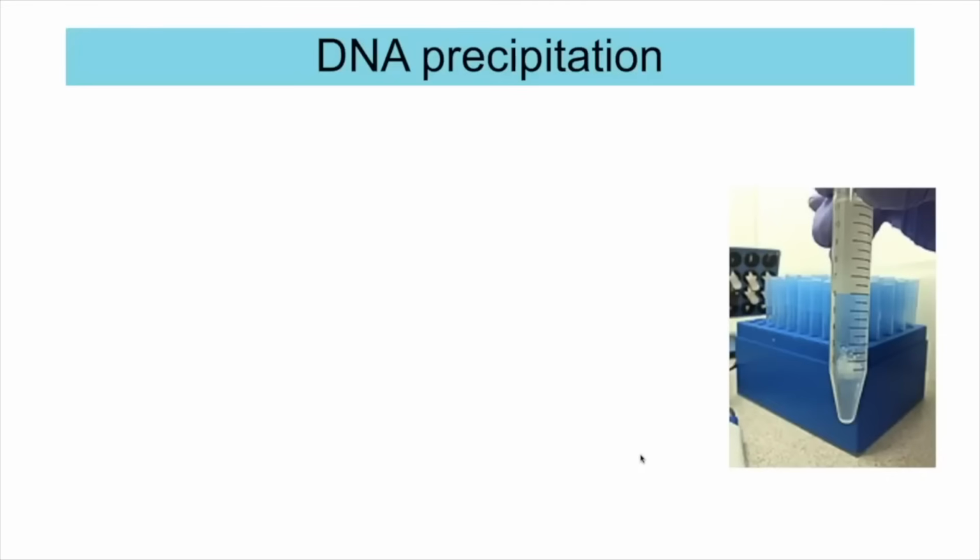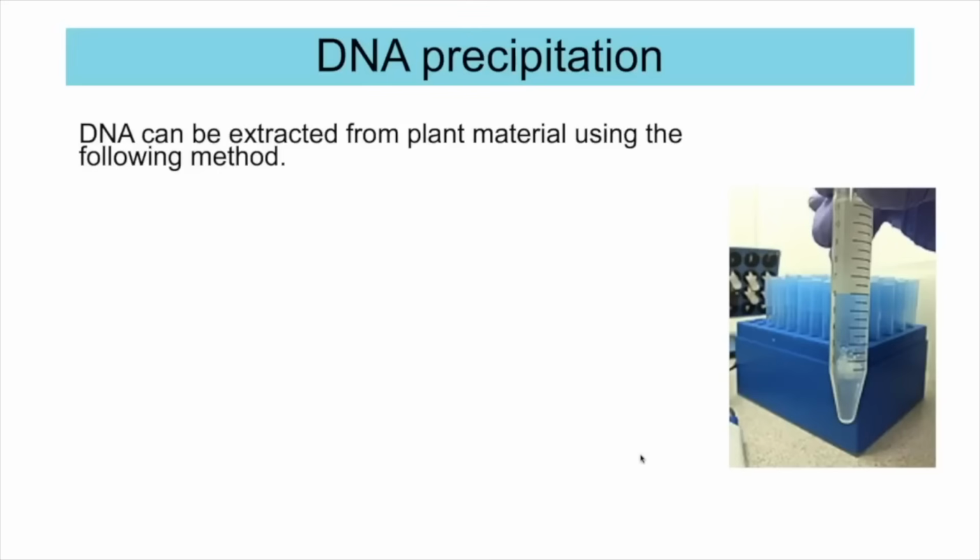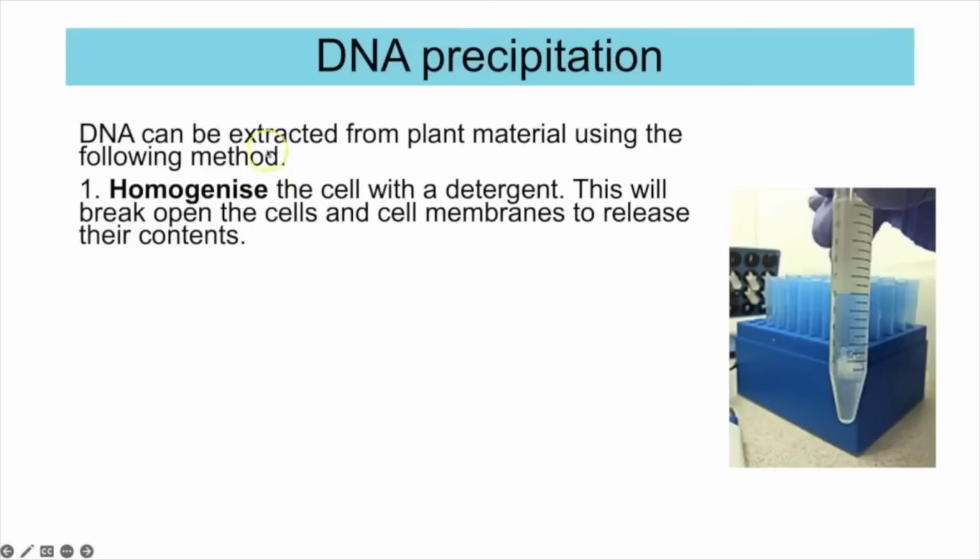Now, DNA can be precipitated out of cells to be examined, and that's one of the methods that you need to be aware of. So you can extract it from plant material using this method. First of all, you'd have to homogenize the cell. So you'd have to break it open with a blender and also a detergent. That will break open the cells, and cell membranes will also be broken open by the detergent, and that releases the contents of the cells.